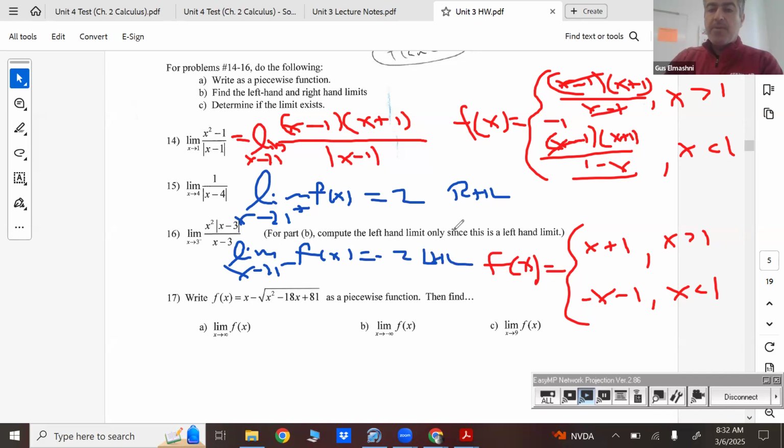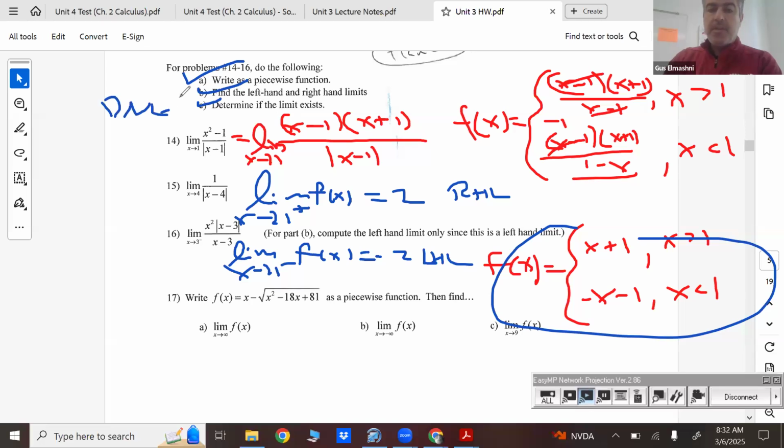So first of all, did I rewrite the piecewise function? Yes, I did, over here. Did I find my left and right hand limits? Yes, I did, in blue. Does it exist? No. And that's because the LHL does not equal the RHL.